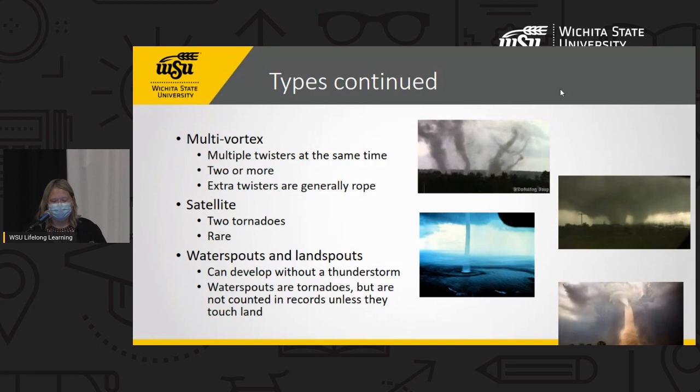And when they occur out at sea or over any body of water, technically by definition, they are a tornado, but they're not listed, they're not recorded as a tornado. When it hits land, it'll be measured and recorded as a tornado. But of course, the land spouts, when that occurs on land, it's recorded as a tornado.